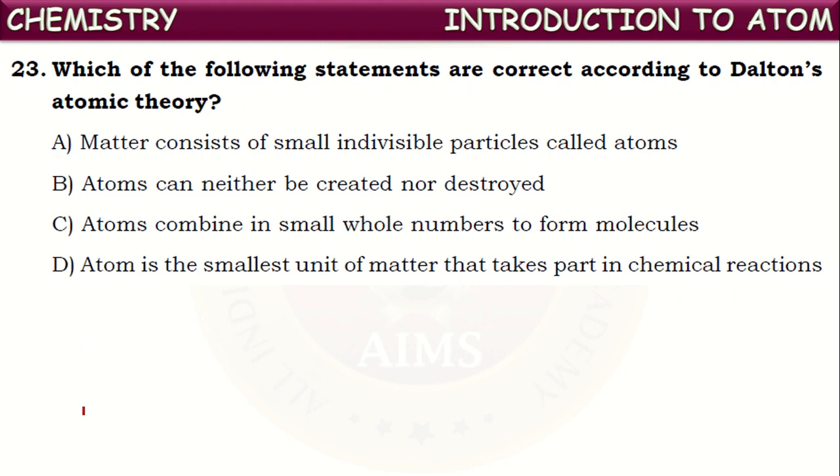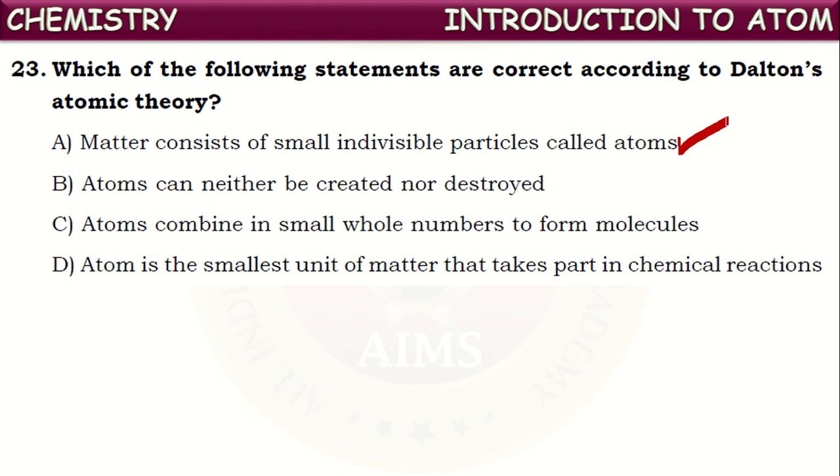Okay. Next one. Which of the following statements are correct according to Dalton's atomic theory? So what have we studied about Dalton's atomic theory? Atom is the smallest particle which cannot be divided further. It participates in chemical reactions and combines in whole numbers to form molecules. Now let us see the statements given, one by one, whether they are correct according to Dalton's theory or not. Matter consists of small indivisible particles called atoms. Yes, it is correct. It is one of the points from Dalton's atomic theory.